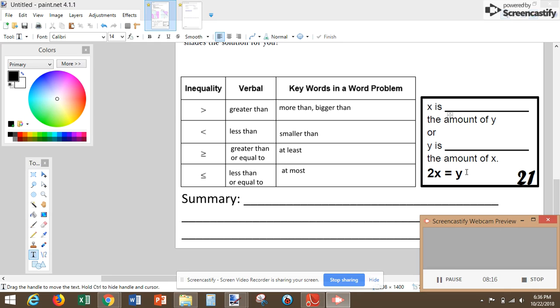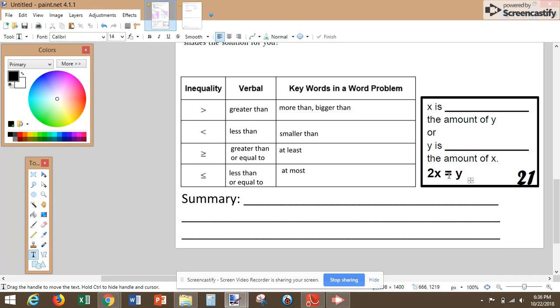For this problem over here, we have 2x equals y. So to describe this, we could say that x is half the amount of y, or y is twice the amount of x, or double.